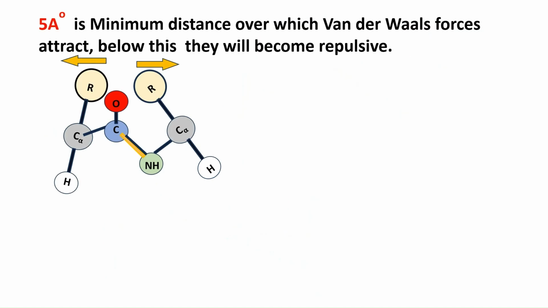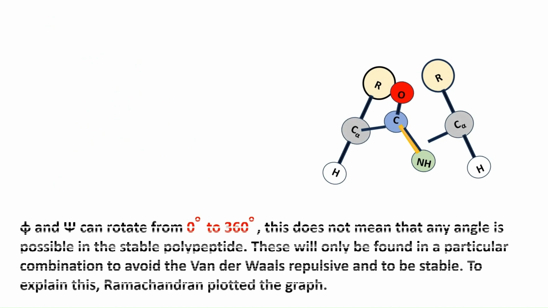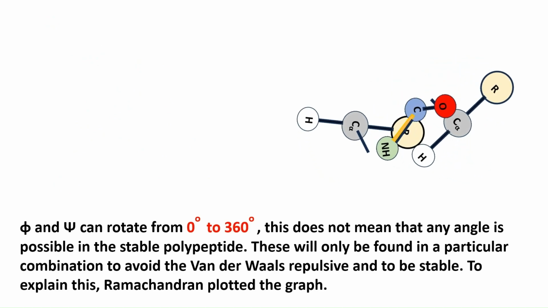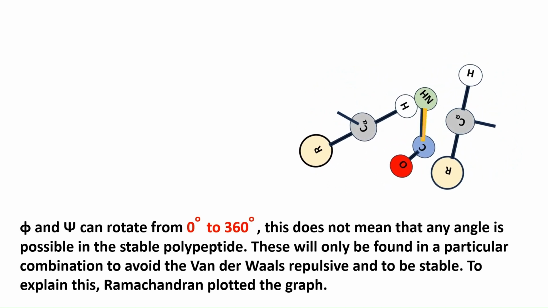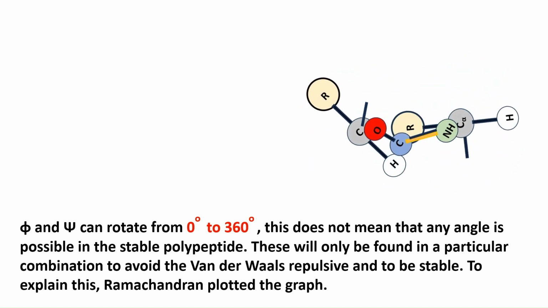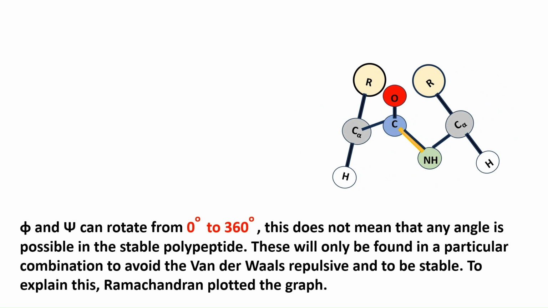Let's discuss what van der Waals forces are. 5 angstrom is the minimum distance between atoms over which van der Waals forces attract. Below this, they become repulsive. Psi and phi can rotate from 0 to 360. This does not mean that any angle is possible in a stable polypeptide. These will only be found in a particular combination to avoid van der Waals repulsion and to be stable.